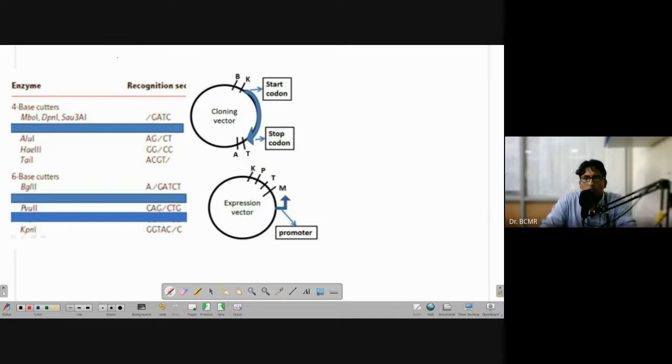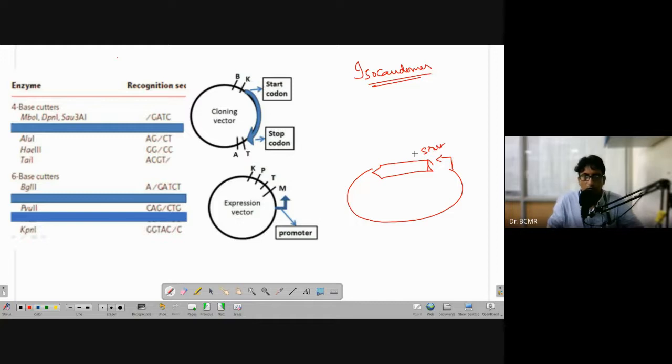I would want you to look at, did you have any isocaudomers here? When we clone the gene, we wanted it this way. It should be in the reverse orientation, isn't it? That's what we are looking for. So this should have been the start, and this should be the stop codon, right? So how can we clone that?